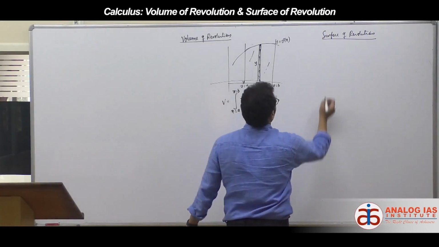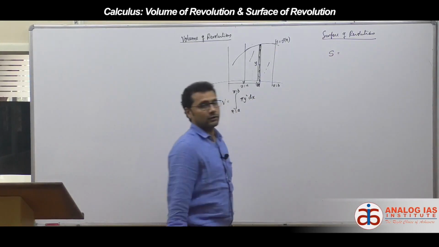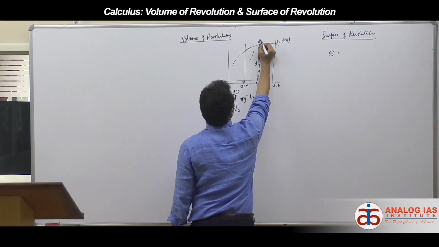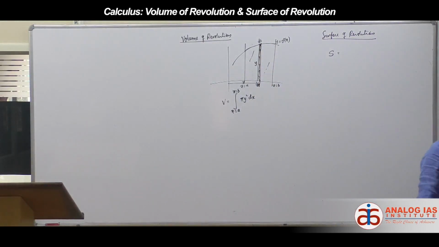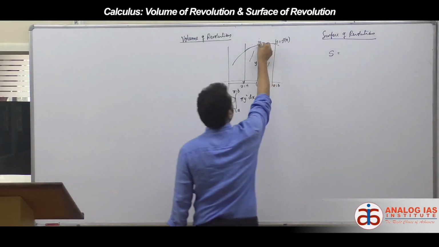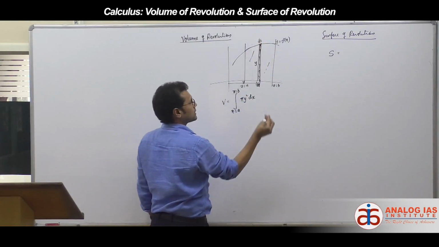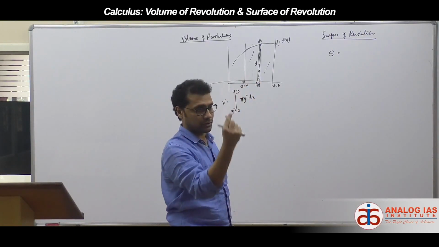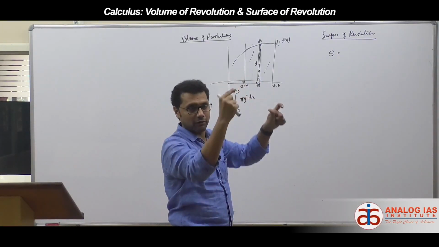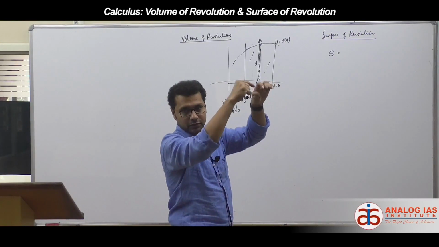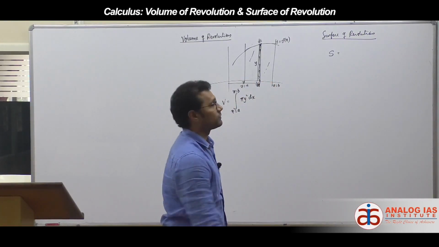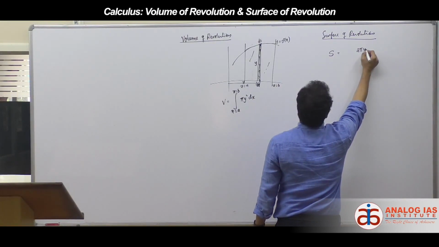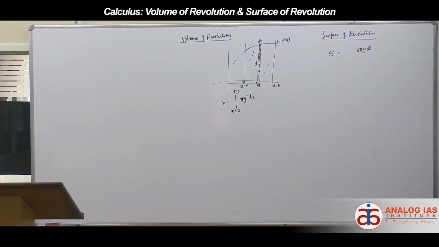Now, when I talk about surface area of revolution, I will take this small strip here. This is a small ds length. When that small strip is revolved about x-axis for 360 degrees, it actually generates a surface, a kind of ribbon surface. What is the surface area of that ribbon? That ribbon would be 2 pi y ds.